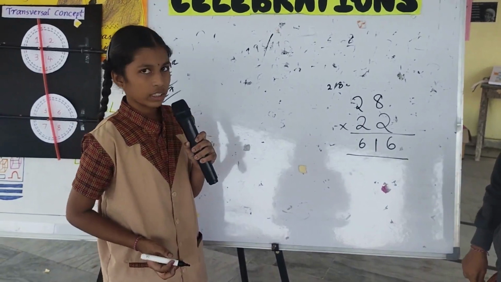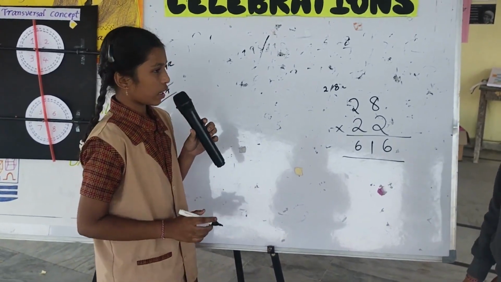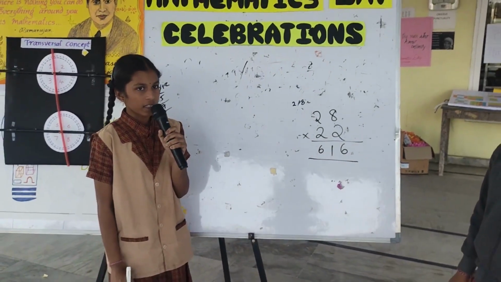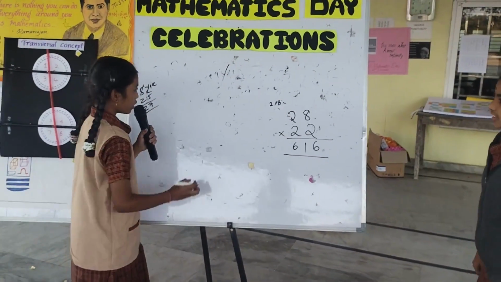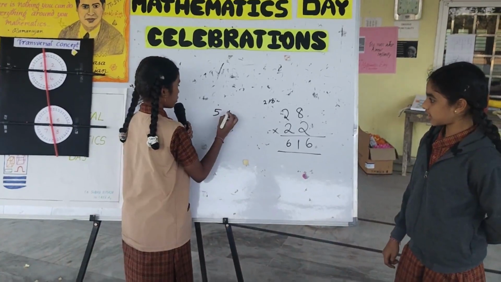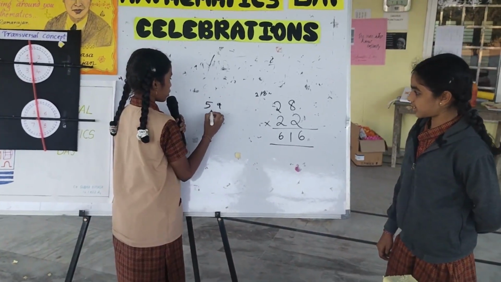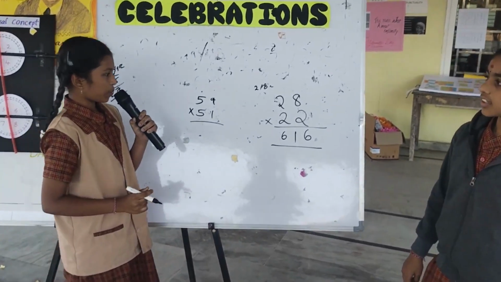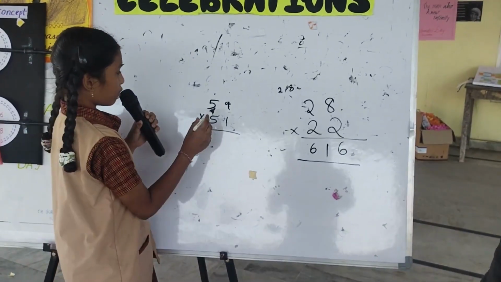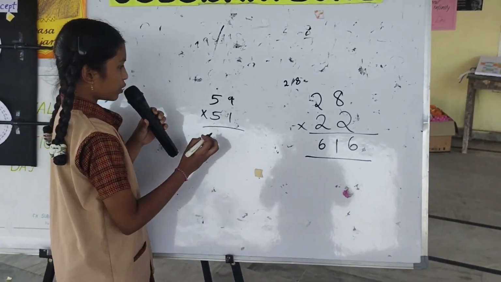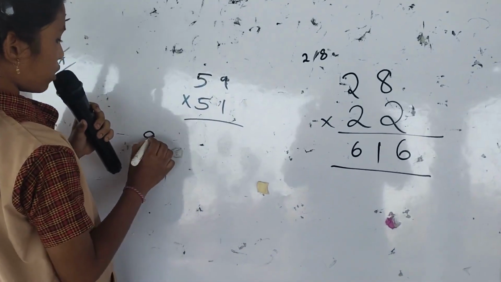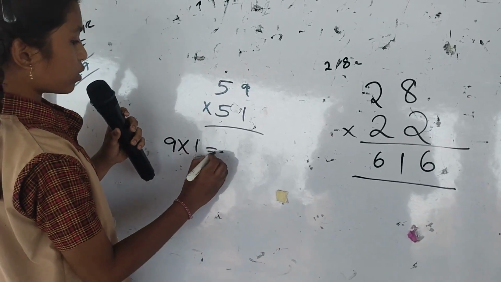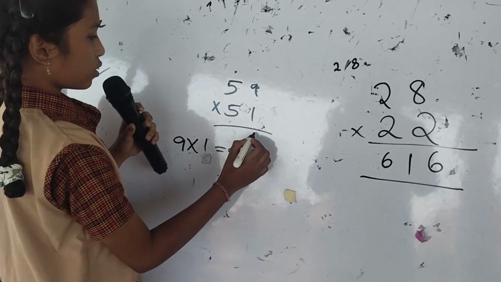First, we have to take the 2-digit numbers where the ones places, when we add them, we should get 10, and the tens place should be the same here. Yes, 9 plus 1 is 10, and the tens digit is 5 and 3. Here, first we have to do 9 into 1 is equal to 9.